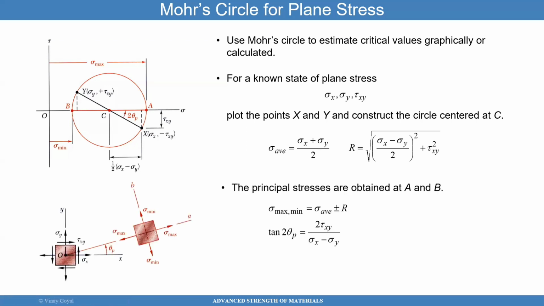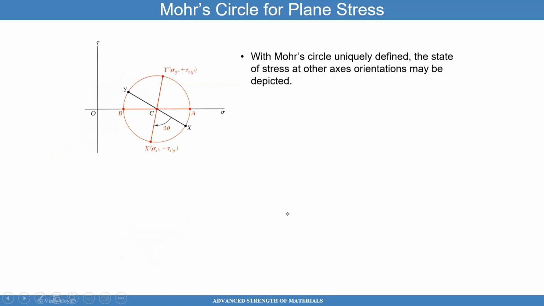I'll do some examples soon. The principal stresses are obtained at A and B. So at this point and this point. While the angle is automatically found by finding the angle between xy and AB. So it's a graphical method to do this.